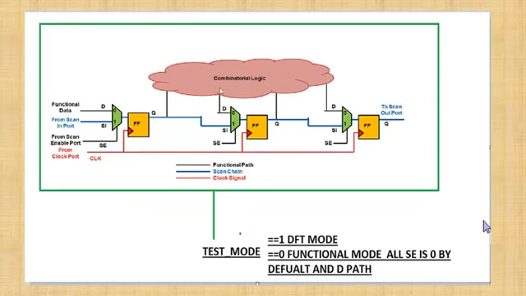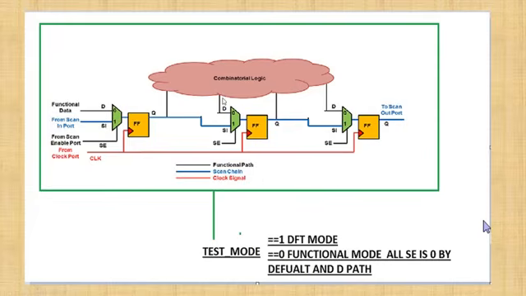Now I want to detect stuck-at-1 at the input of the NOT gate. That means I need to provide value 0. I'll be able to provide that value by making SA equal to 0. After one clock cycle, that value goes to the NOT gate input. But now, to capture the status of the NOT gate, whether it is faulty or not faulty, that value has to be captured.